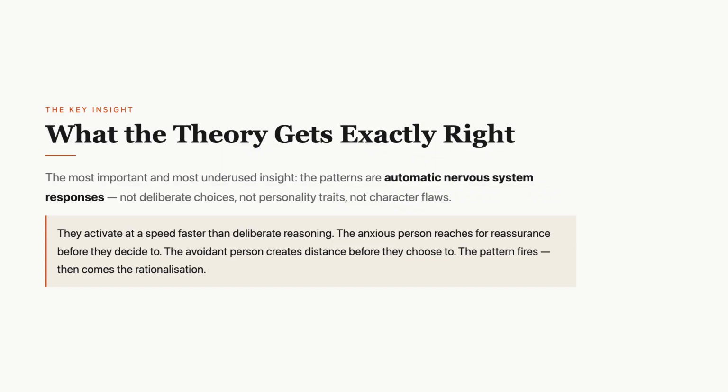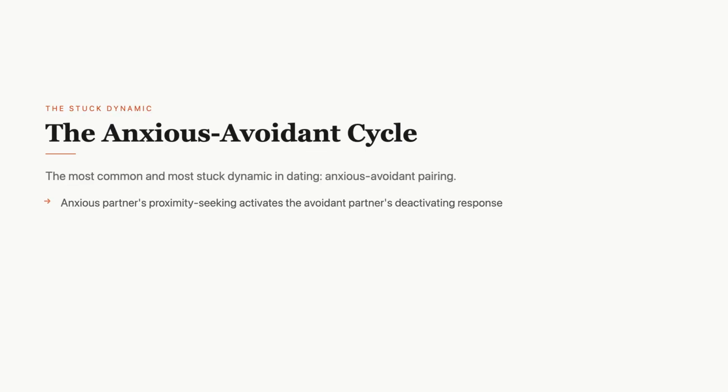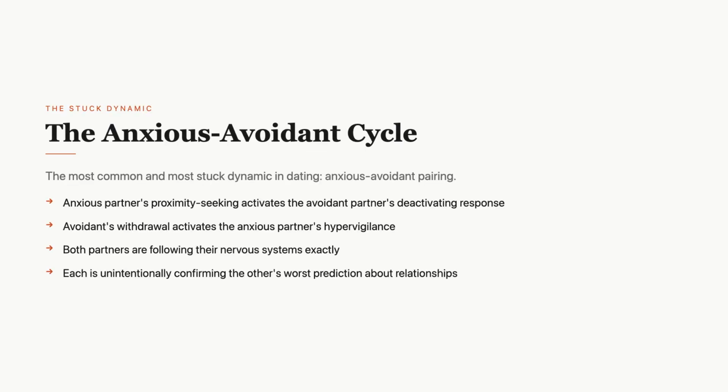The most common and most stuck dynamic in dating: anxious-avoidant pairing. The anxious partner's proximity-seeking behavior activates the avoidant partner's deactivating response. The avoidant withdrawal activates the anxious partner's hypervigilance. Both partners are following their nervous systems exactly, and each is unintentionally confirming the other's worst prediction about relationships.